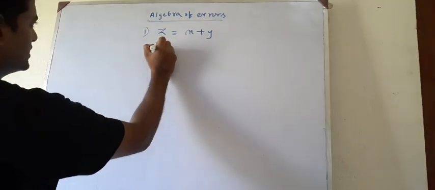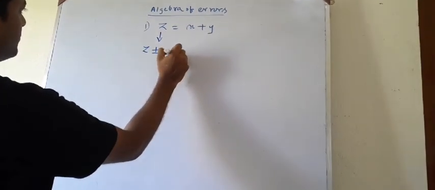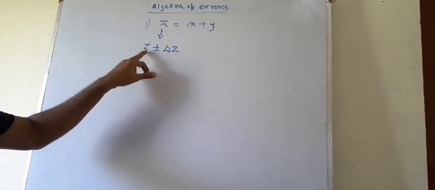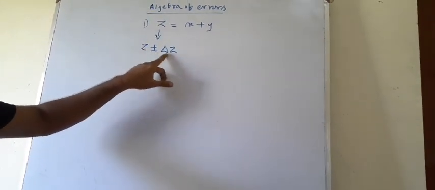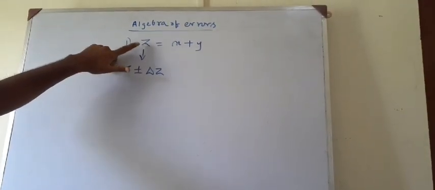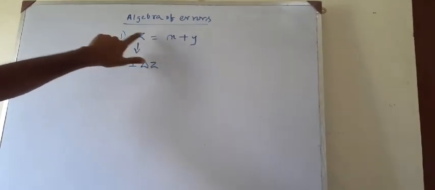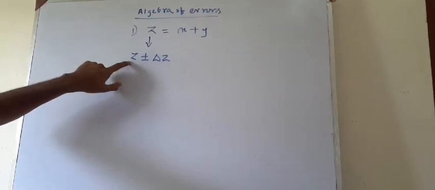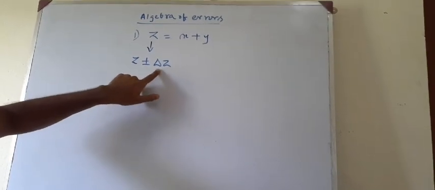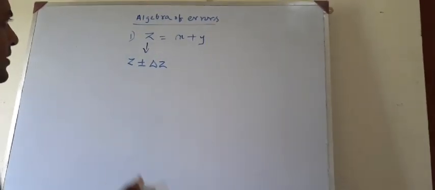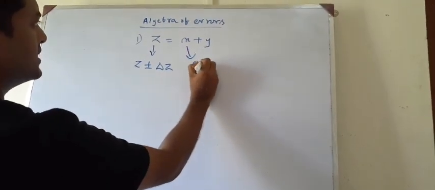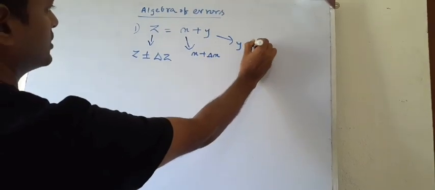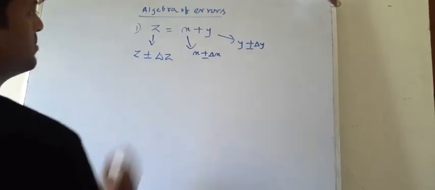So I can represent this z as z plus minus delta z. So delta z is nothing but the positive or negative error in estimating this z. z is the absolute value, delta z is the absolute error in z. Similarly, let's say x can be represented as x plus minus delta x and y can be represented as y plus minus delta y.